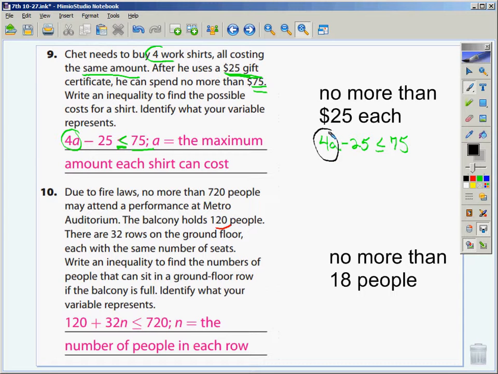Getting A by itself, I'm going to add 25 to both sides. 4A is less than or equal to 100. Again, getting A by itself, now I'm going to divide by 4. And A has got to be less than or equal to 25. So each one of the shirts that he buys has to cost no more than what? $25. So $25 or less. Right? Everybody good now with 9 and 10?